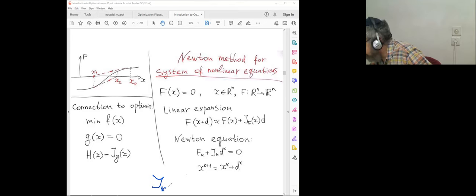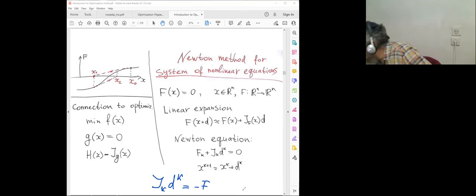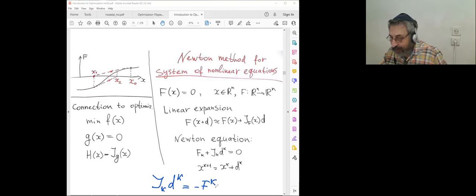d k is equal to minus f k. This is my system of equations. So f is a vector, g is the Jacobian matrix, and d is the direction. The only thing we don't know is how to deal with this when G is degenerate, or even when my system of equations is not square. Then people come to the least squares method, which is much more general.